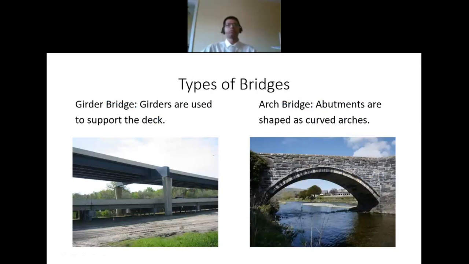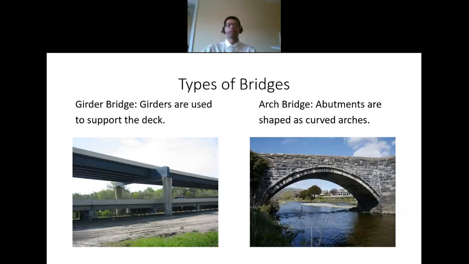Okay, so now that we know the components, let's look at a few different types of bridges. A girder bridge uses girders as the means of supporting its deck. The two most common types of girders are plate girders and box girders, as we just saw. It depends on the shape there.